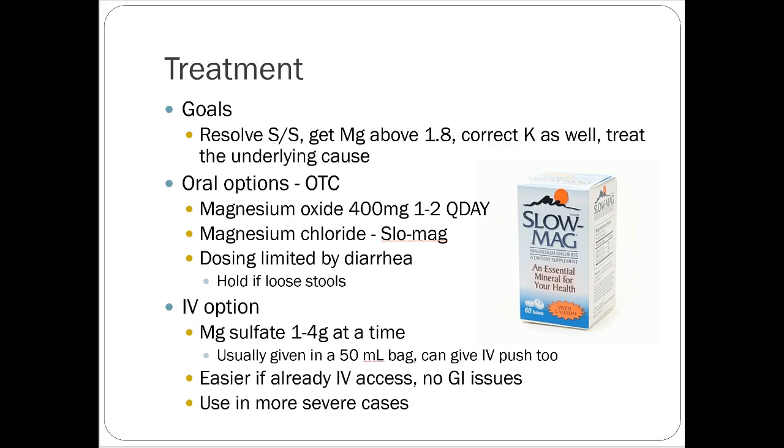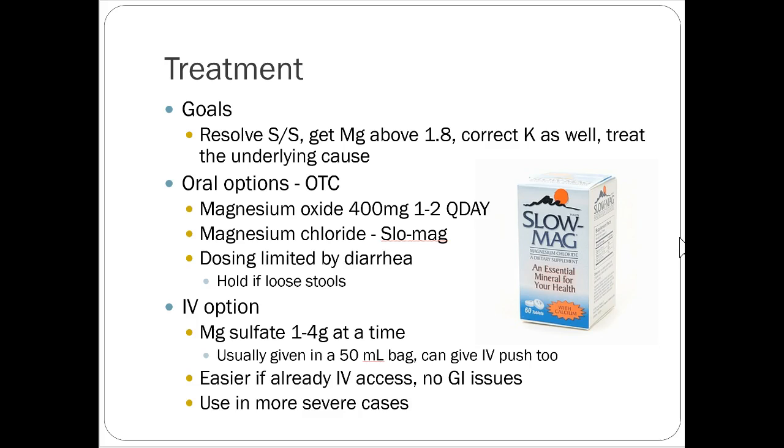Oral options, these are over the counter. Magnesium oxide is available. This is going to be the most common one. It's an immediate release product. There's also a magnesium chloride called Slow Mag, which is a little bit lower dose and delays the release. The problem with magnesium products is they cause diarrhea, and you basically titrate them until the person starts having loose stools, and then you pull back. So it's not the most pleasant for a patient to take.